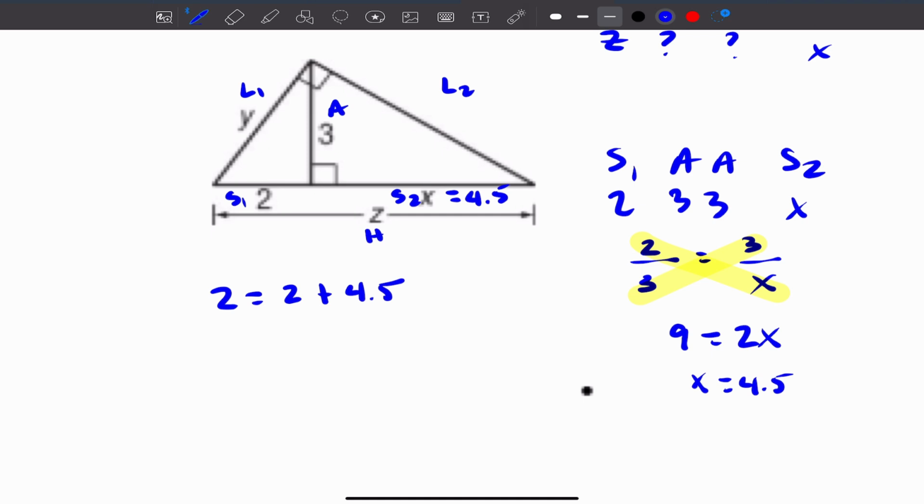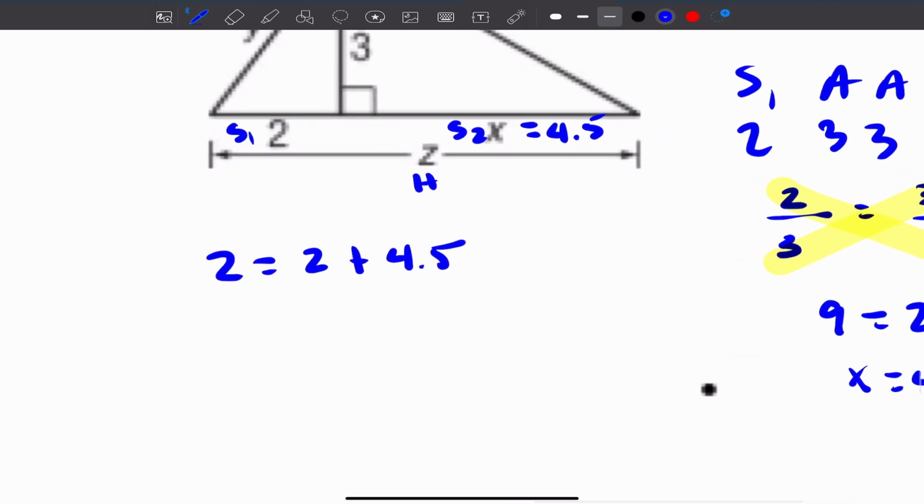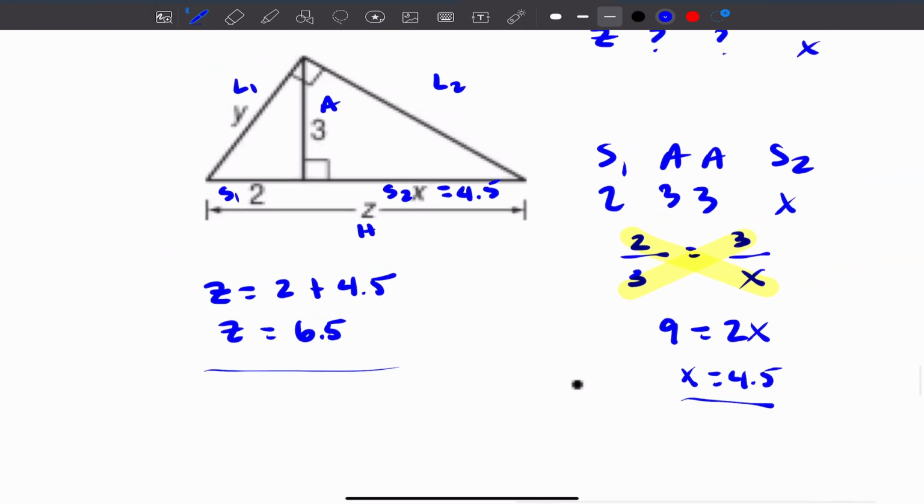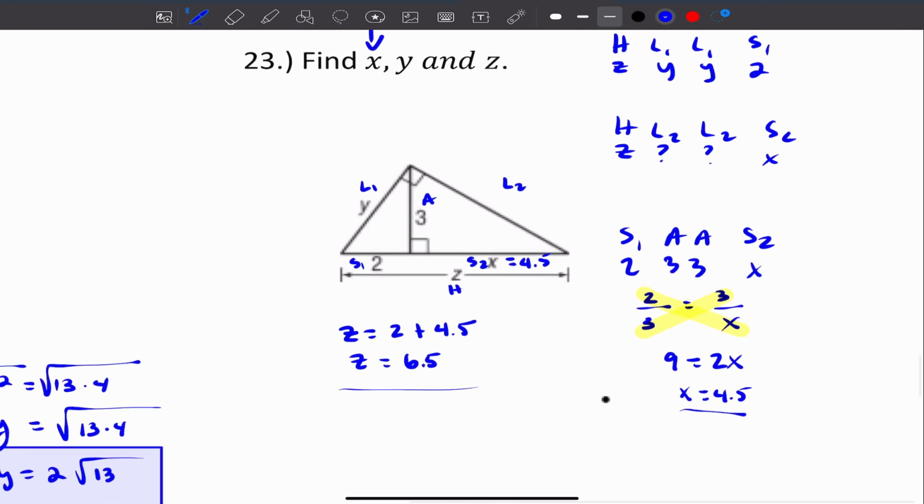Sorry if this looks confusing. This is a z, by the way. So z is equal to 2 plus 4.5. So z is equal to 6.5. Great. Look at that. We found x. We found z. Now our goal here is to figure out what y is.